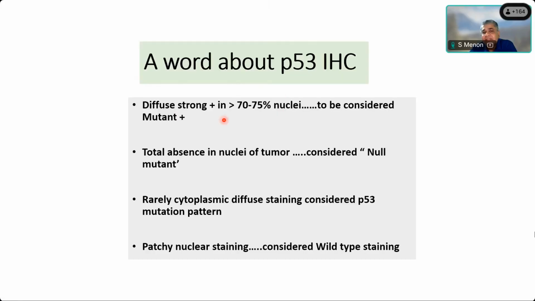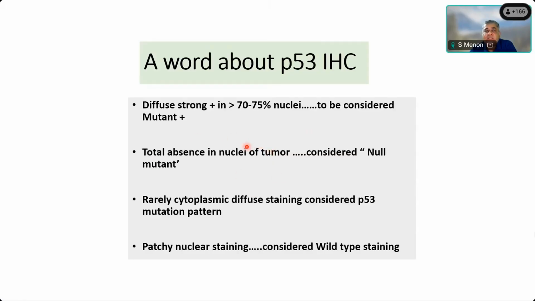Sometimes we even take 70-75% strong positivity as P53 mutant because of the variability of the fixation and staining and different labs doing different protocols. Complete absence of P53 is also considered as null mutant. So that is also a part of high grade spectrum. So that is so important that you pick up.